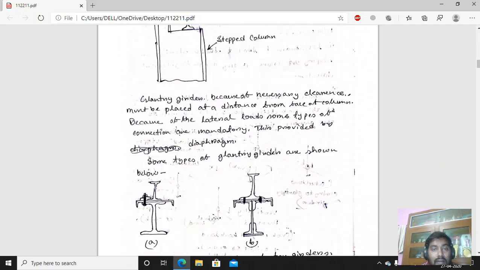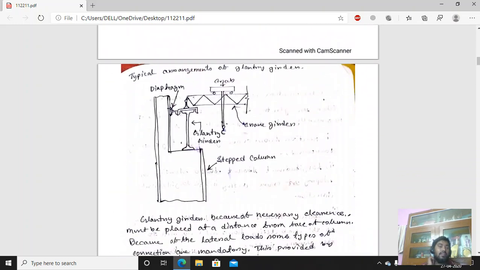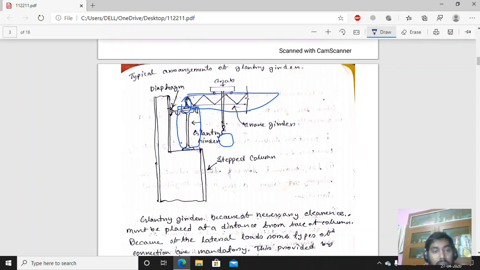Now coming to the Glantry girder, here is another typical arrangement of a Glantry girder. This is the Glantry girder. The rail is supported here, and this is the truss girder, and this is the crab to hold the member. This is the column, where the Glantry girder is connected, and this is the diaphragm.